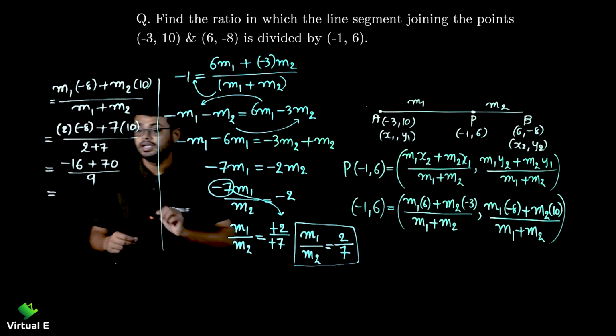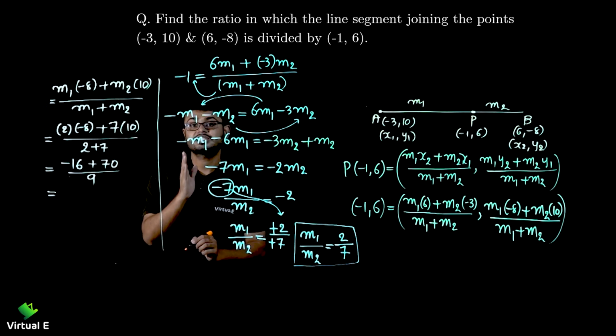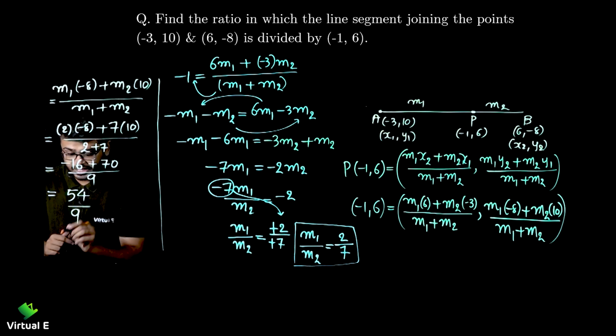So what I'm going to get? If I subtract 70 minus 10, what? 60. 60 minus 6. 60 minus 6, what will you get? 54 and denominator 9. Let's do cancellation. What will you get? 6.